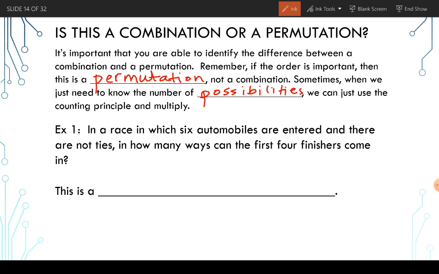Example 1. In a race in which 6 automobiles are entered and there are no ties, in how many ways can the first 4 finishers come in? We have to ask ourselves, does order matter? Okay, well, when you have cars racing, the order does matter because that's how we award silver, gold, bronze, and vice versa. Okay, so in this case, we have to know the order of which these four finishers come into place, for instance, first, second, third, and fourth. Therefore, this would be called a permutation.